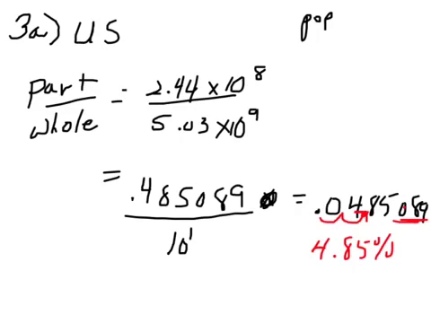I wasn't quite sure when, after I divided this out and I saw this, I'm like, let's just take care of deciding where to put our 2 decimal places at the very end. They gave us 2 up here, so we'll want 2 here. But anyway, the answer is going to be 4.85% for 3A.